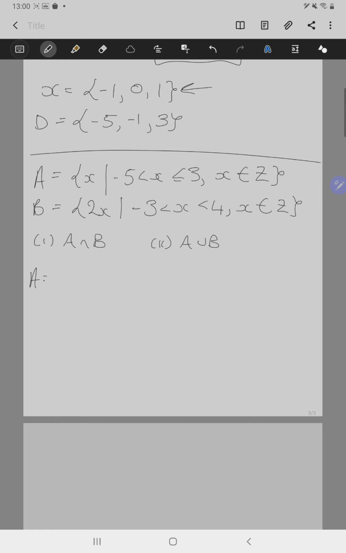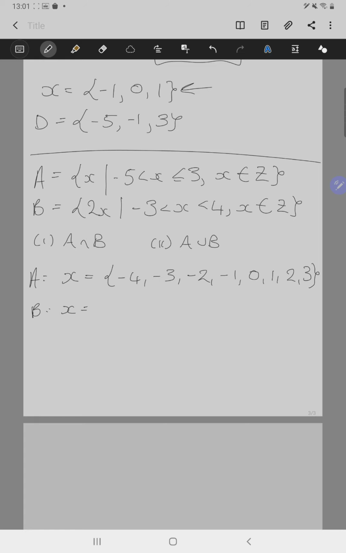So for A, we are not including minus 5 and we are including 3. So x are the elements minus 4, minus 3, minus 2, minus 1, 0, 1, 2, 3. And looking back, the rule for A was just x, so that means these are the elements for A as well.